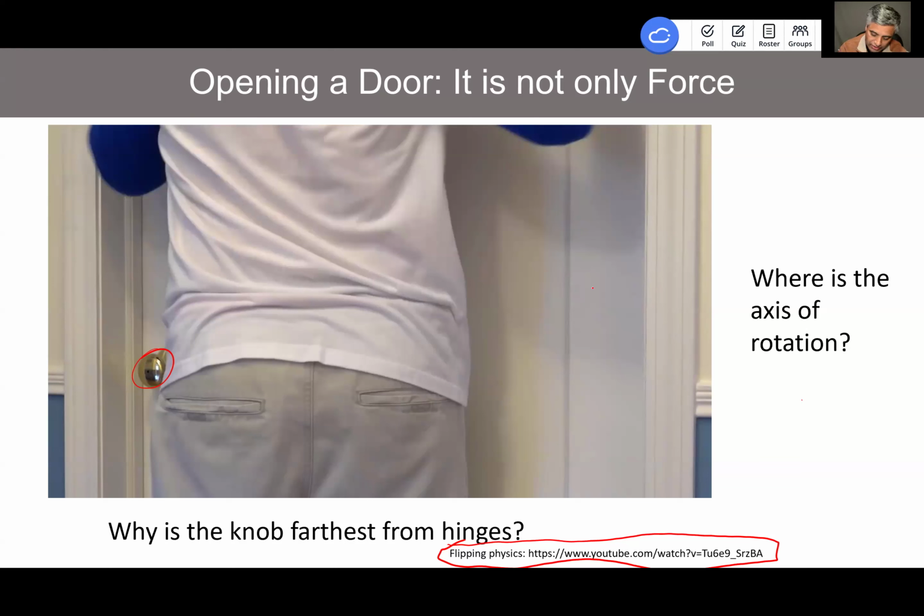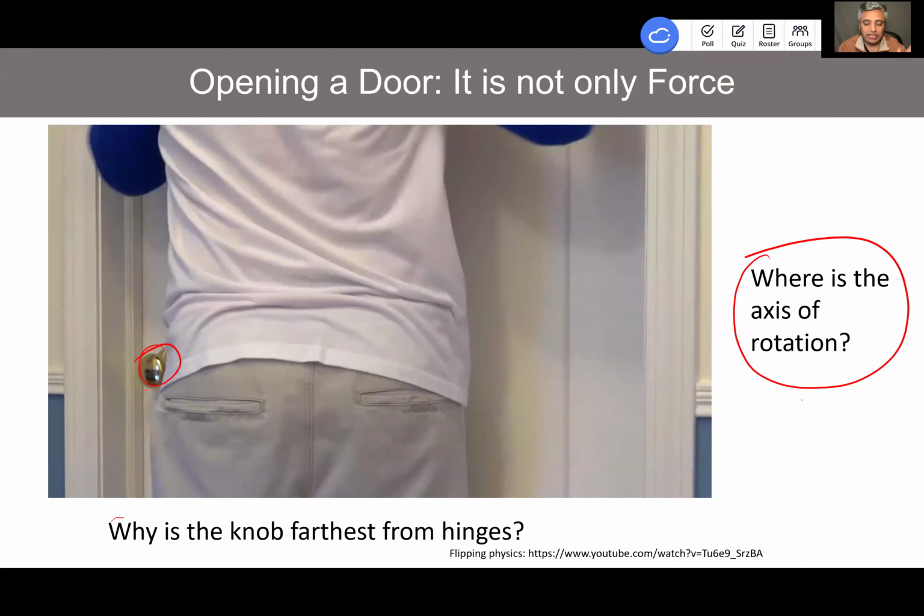So there is a hinge somewhere and there is a knob. This person is trying to open this door. Now when something rotates, we have to pay attention to what point or line the object is rotating about. That is called the axis of rotation. So where is the axis of rotation here? This knob is practically the farthest possible place from the hinges of the door. So why is that? Those are the things you want to keep in mind while watching this video. It's short, so let's run it.